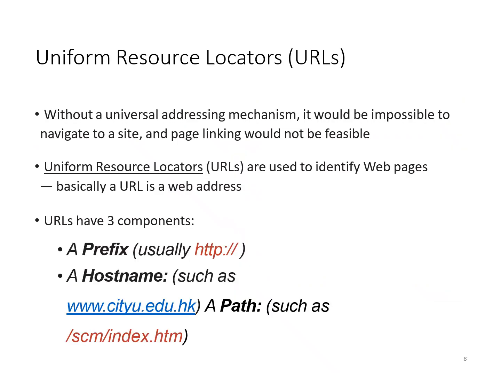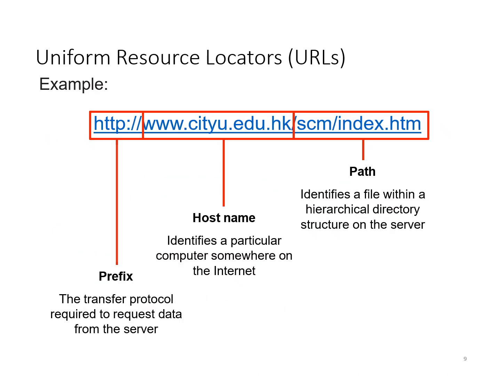Uniform resource locators, URLs. Without a universal addressing mechanism, it would be impossible to navigate to a site, and page linking would not be feasible. URLs are used to identify web pages; basically a URL is a web address. A URL has three components: a prefix, a hostname, and a path.